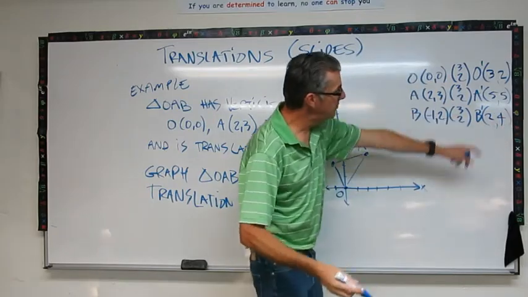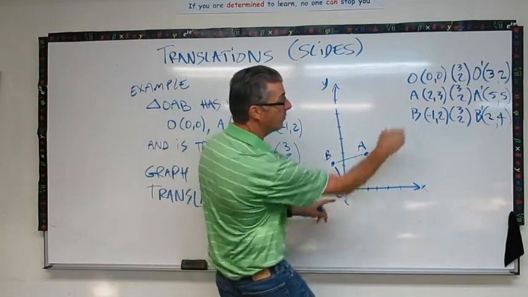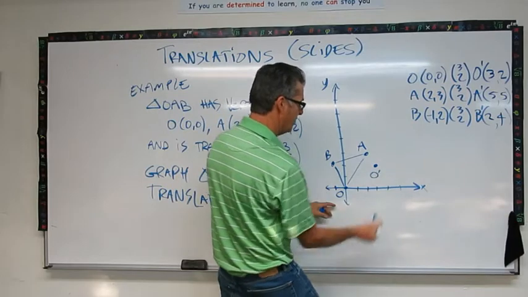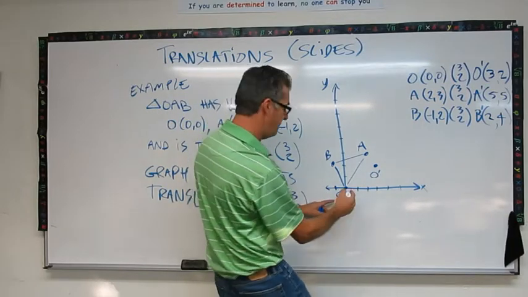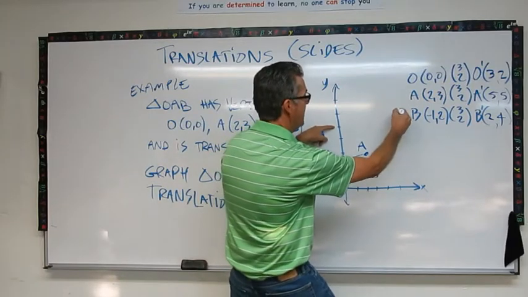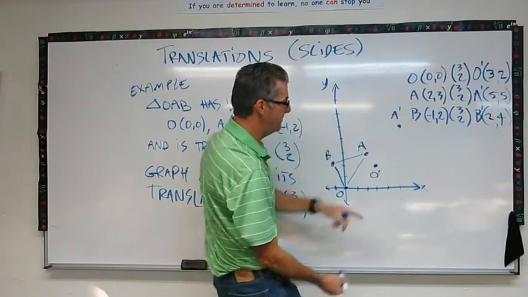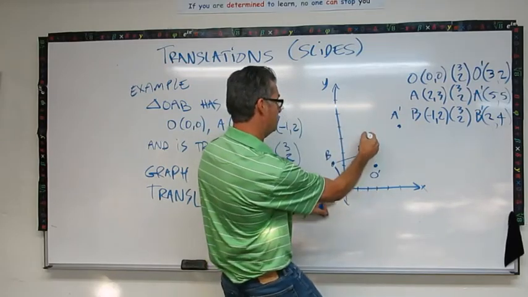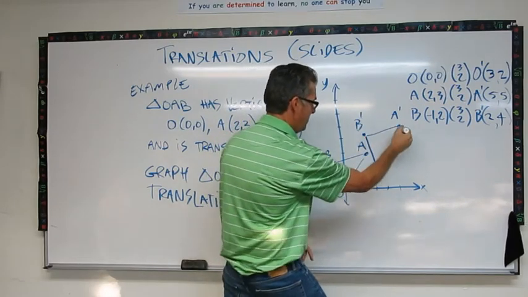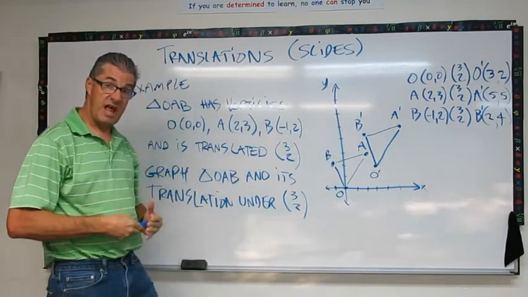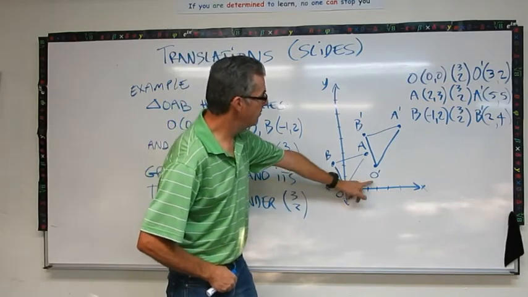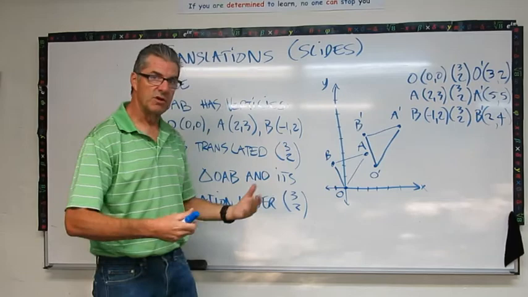So now I have my 3 new points. Let's graph them up. O prime, my first one, is going to be 3, 2. So that's right there. Let's label that O prime. My second point, my A prime, is going to be 5, 5. So 5, 5, right up there. And my third point, my B prime, is going to be 2, 4, which is right up there. B prime, connect my triangle up. So there's the slide. Remember, translations are slides. So we went from OAB to O prime, A prime, B prime. Pretty straightforward.